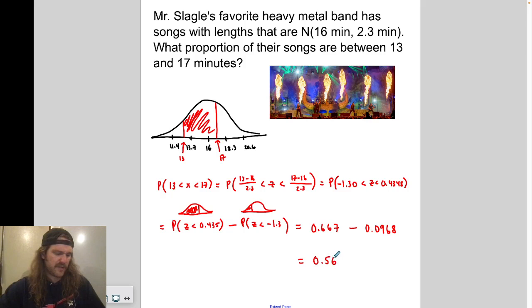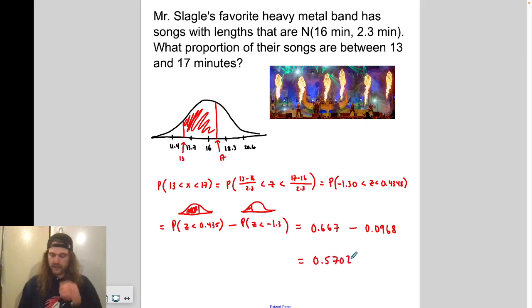Now, mine was a little bit different. It was off by a little bit of a percent. I don't know, I used a different number in my notes. Let me just do the math really quick. 0.667 minus 0.0968 is 0.5702. Let me erase that. 0.5702.